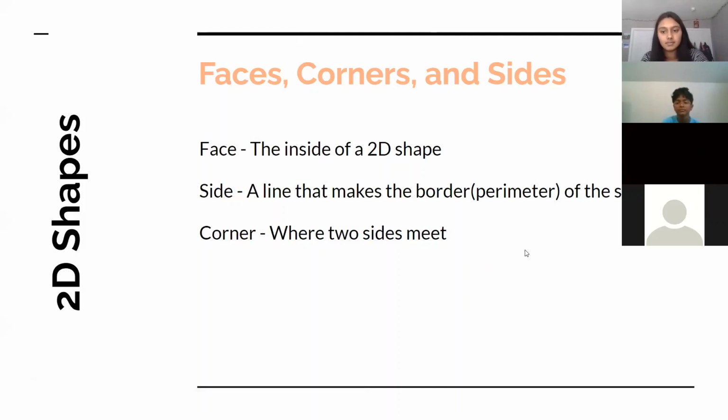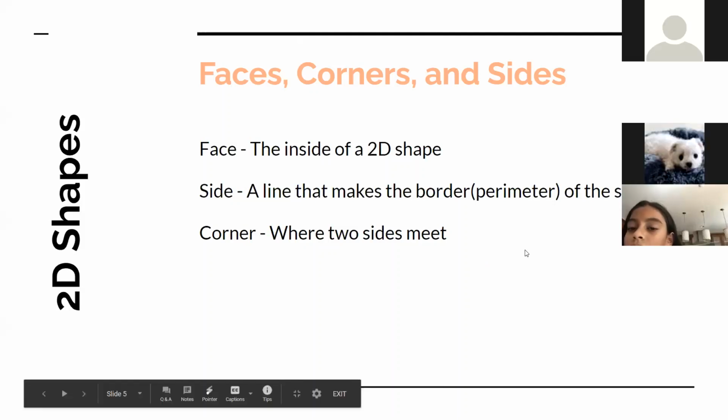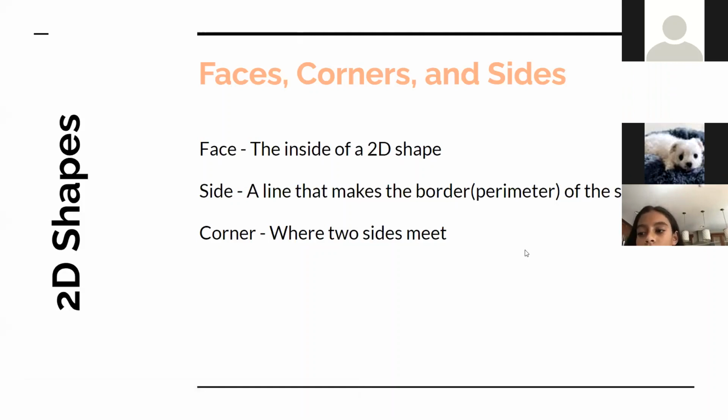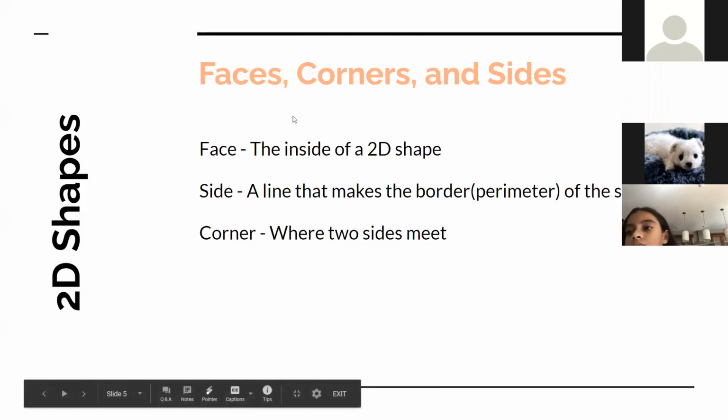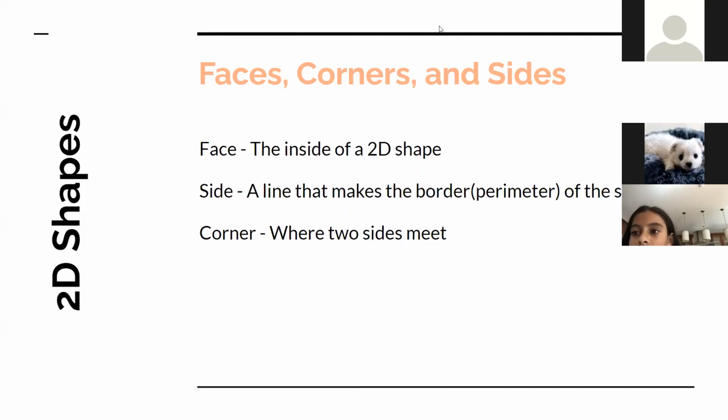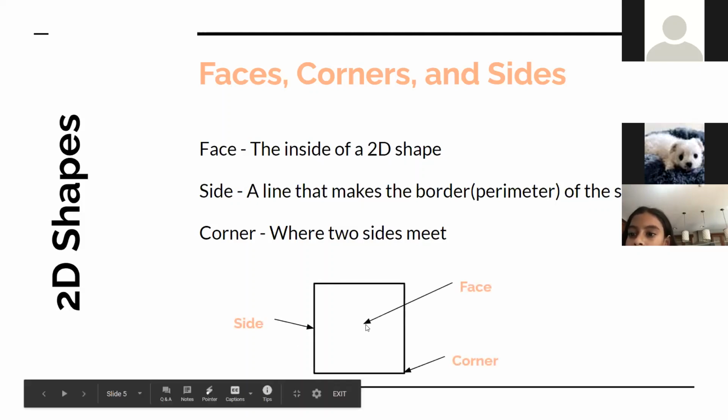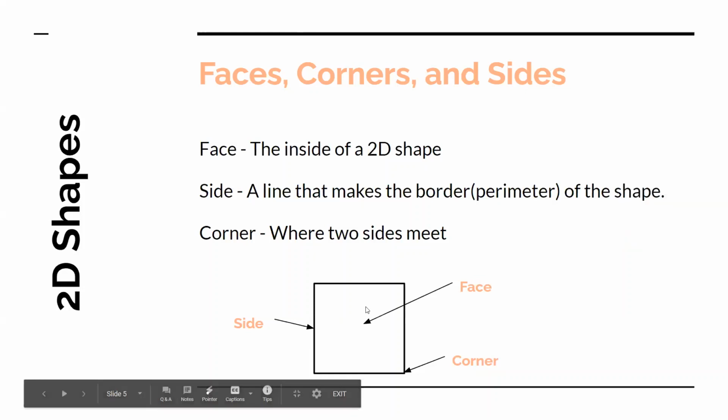Okay. I can't see the whole thing. Can you see part of it? Yeah, part of it, it's good. I can see faces, corners, and sides, and it ends at corner where 2 sides meet. Can you see this little picture here? Yeah. Okay, that's all there is.